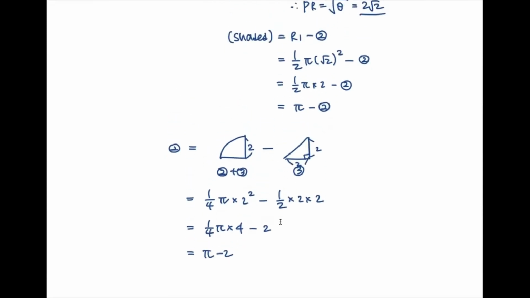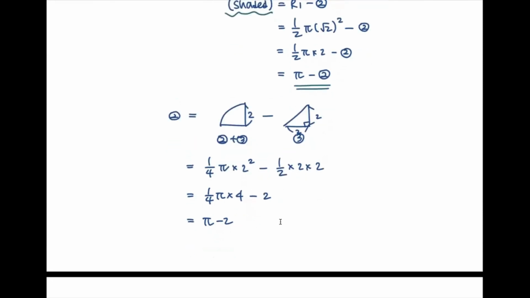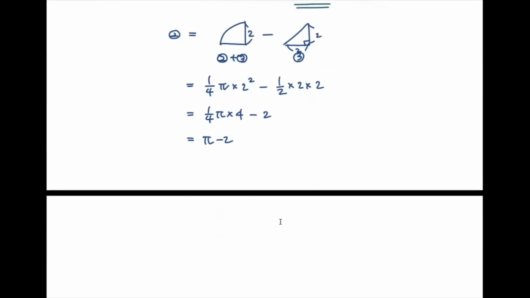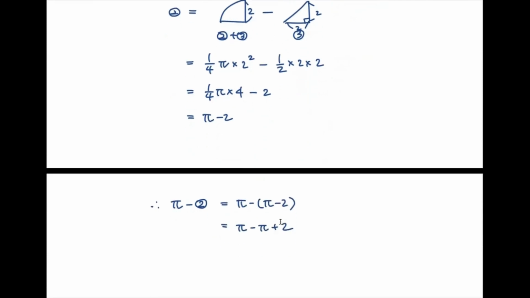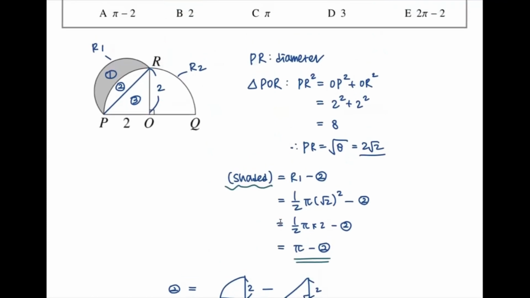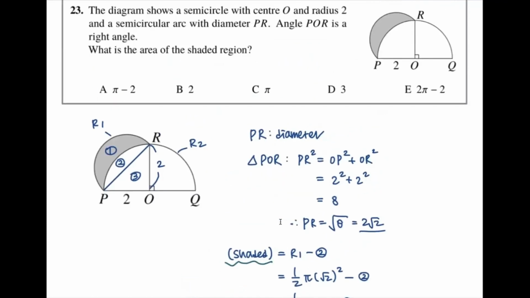And if we go back to here, where we need the shaded area, we would get pi minus area 2, which is pi minus (pi minus 2), which is pi minus pi plus 2, because of the brackets. Therefore, we get 2 as the answer. And out of A to E, we get B.